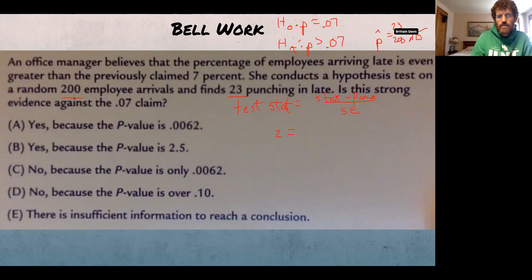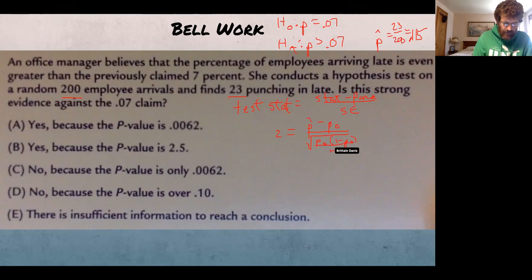Okay, so we're going to start with our stat 0.115 minus the parameter. Actually, I don't want to put the numbers in yet. I want to do it a little differently. So it's going to be p hat minus p sub naught, which is our assumed population proportion, divided by the standard error, the square root of p sub naught times 1 minus p sub naught divided by n. And now I'm going to plug the numbers in.